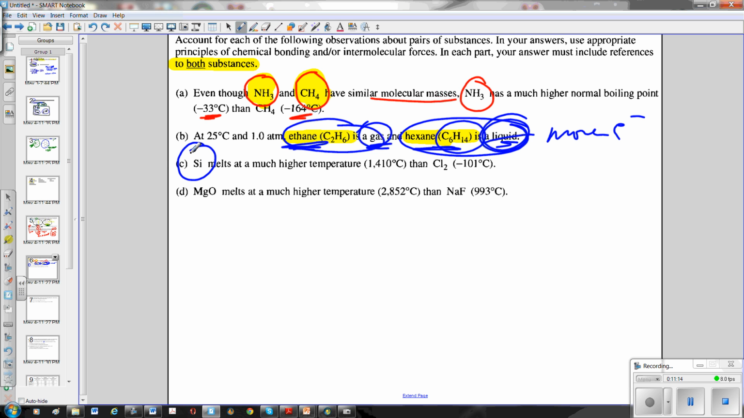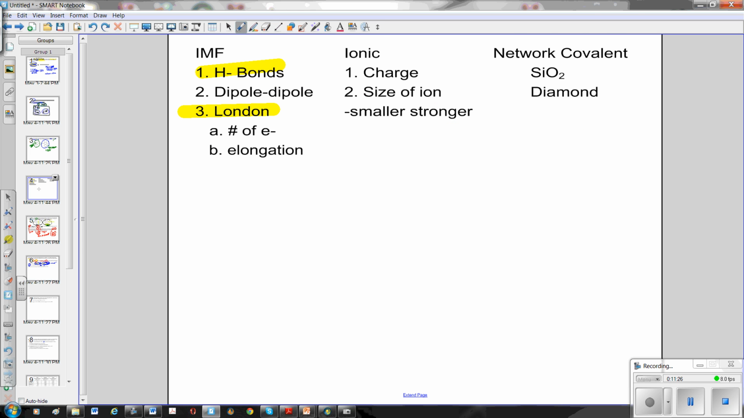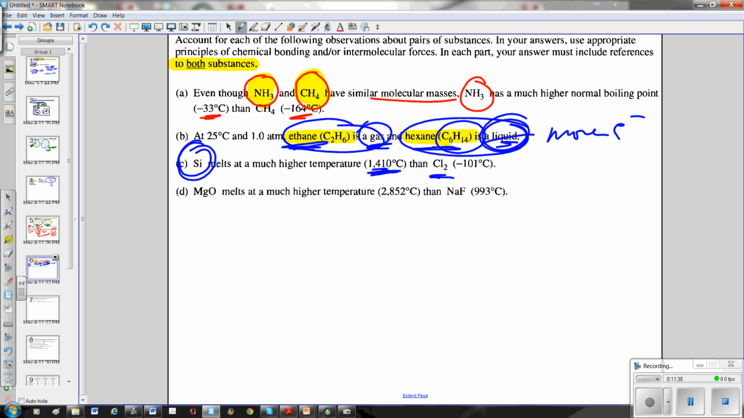Si melts at a higher temperature than chlorine. Why is this so much more sticky? If you have a nonmetal that melts at a high temperature, the only thing that's going to explain it is the fact that it must be network covalent. If they give you something you've never seen, but it's a nonmetal with a very high melting point, all you have to state is that it must be bonded network covalently.